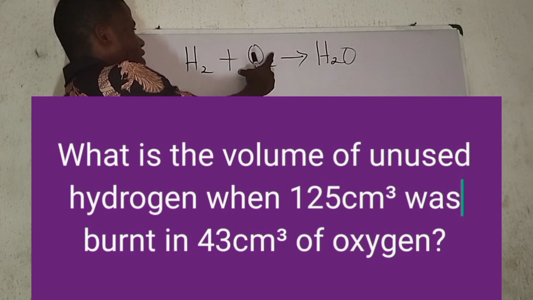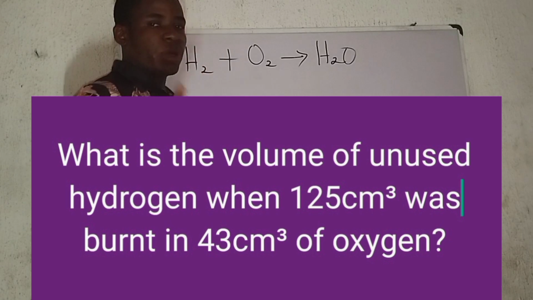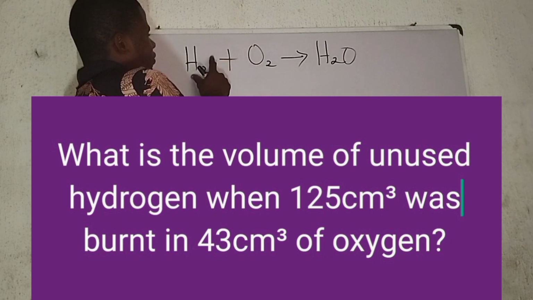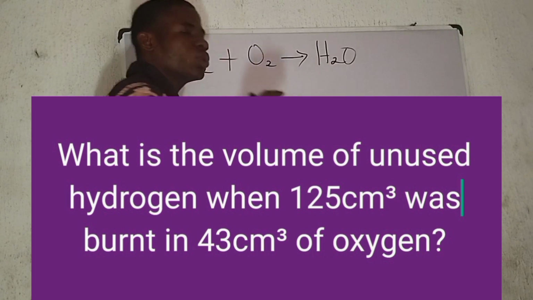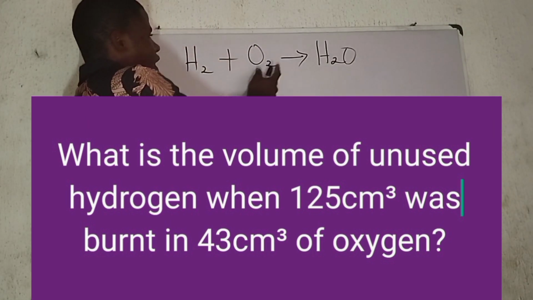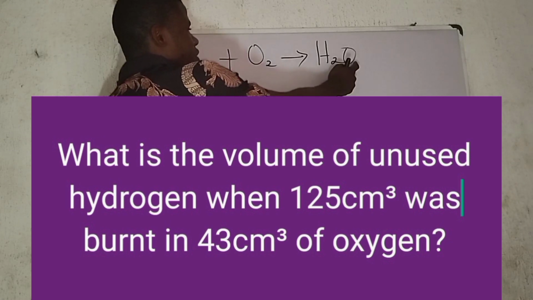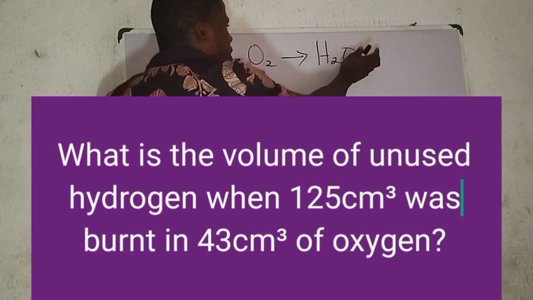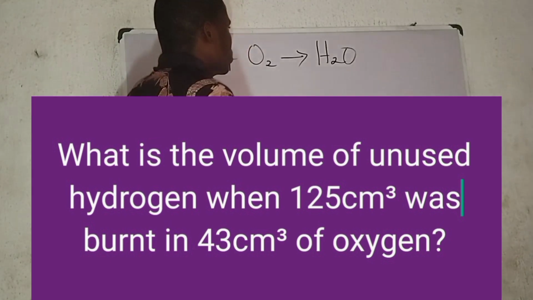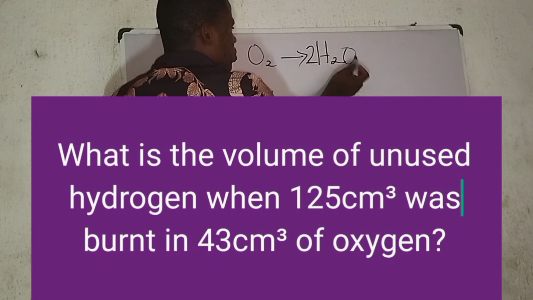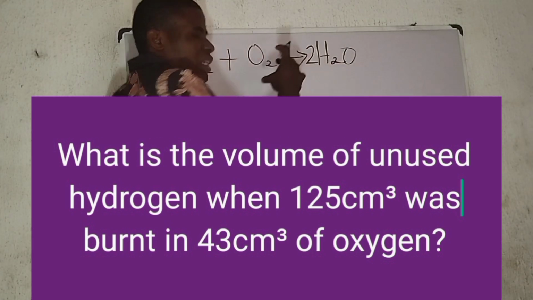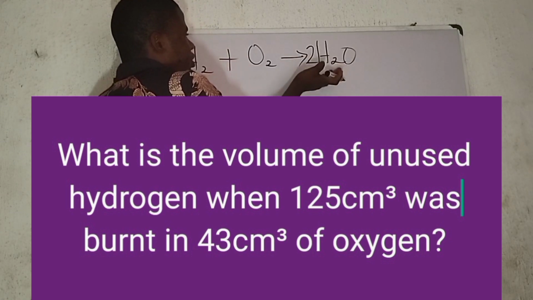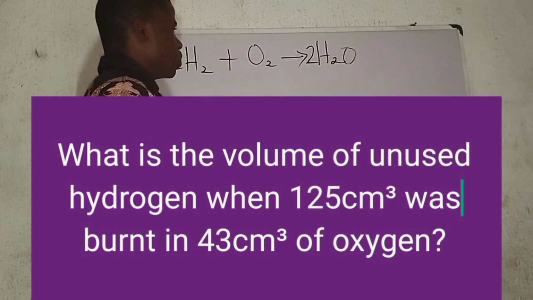So I have hydrogen reacting with oxygen to form what? Water. But this equation is not balanced, so let's try to balance it. How many atoms of hydrogen do I have here? 2 on the reactant side. On the product side, how many atoms of hydrogen? 2. So hydrogen is balanced. What of oxygen? How many atoms of oxygen do I have here? 2. How many here? 1. Oxygen is not balanced on the product side, right? So I have to put 2 here so that oxygen becomes 2. But when I do such a thing, hydrogen has changed, right? Now 2 times 2, hydrogen is 4. Now I have to put 2 here for hydrogen to be balanced.